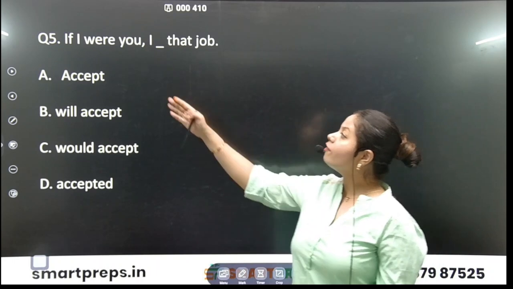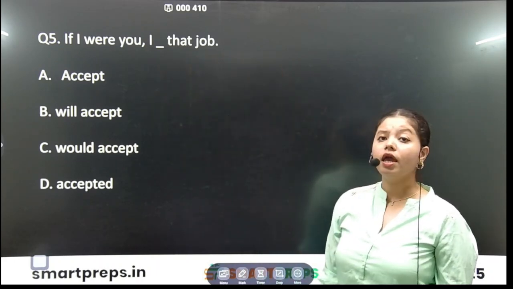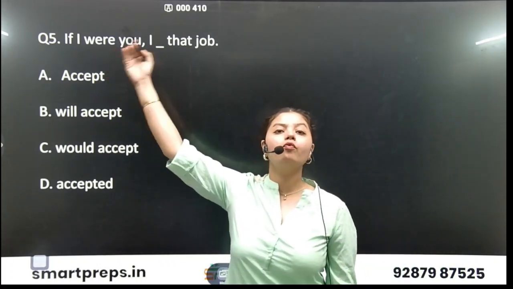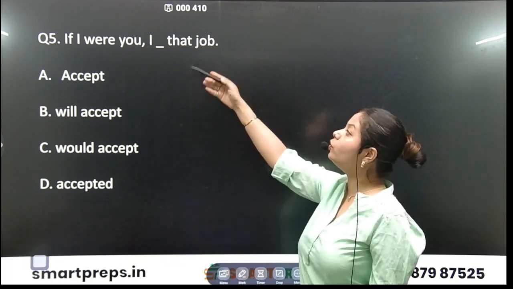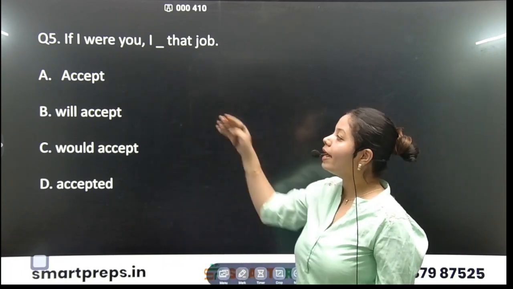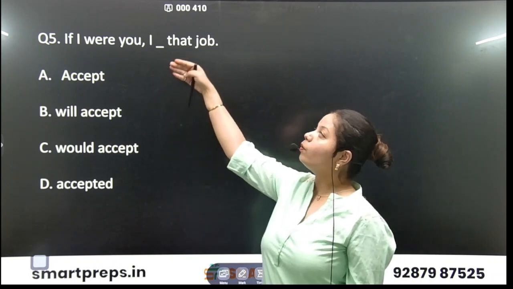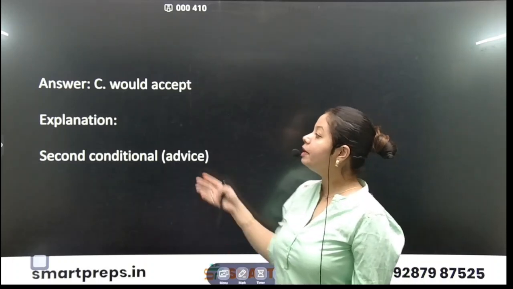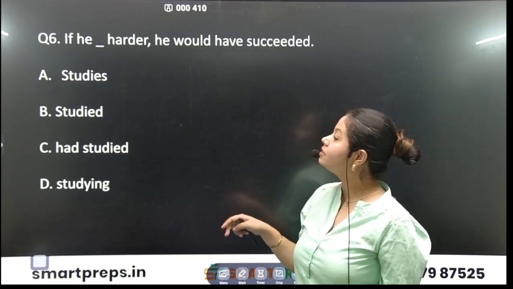Okay. If I were you, I dash that job. If I were you. So we are using this were instead of what? Instead of was. So this was an important rule. Accept, will accept, would accept, accepted. If I were you, I would accept that job. Yes, explanation is there. Second conditional. It's an advice.